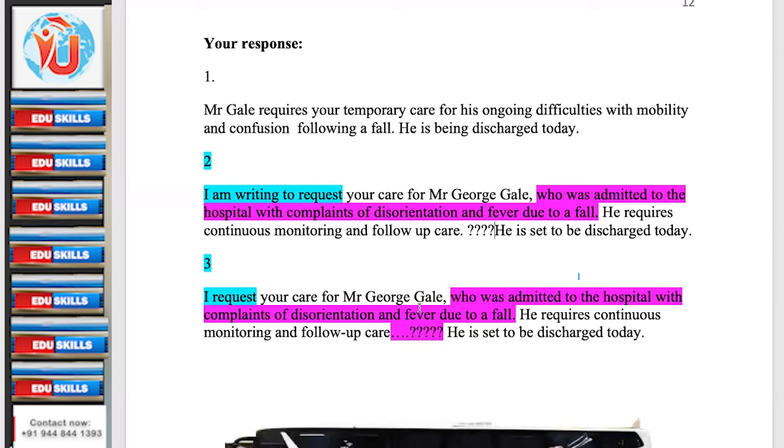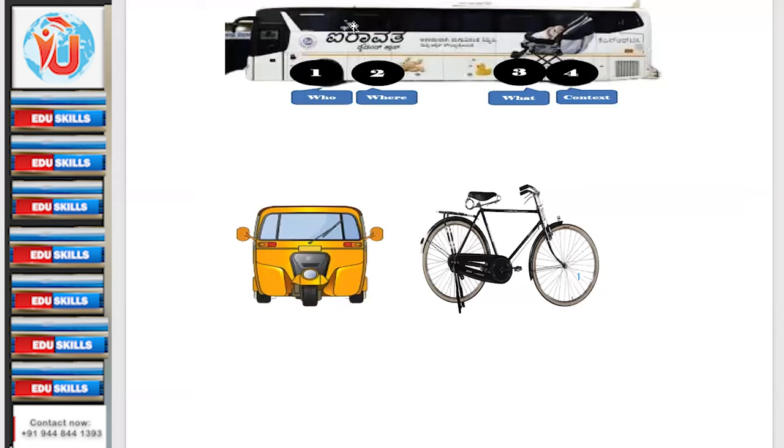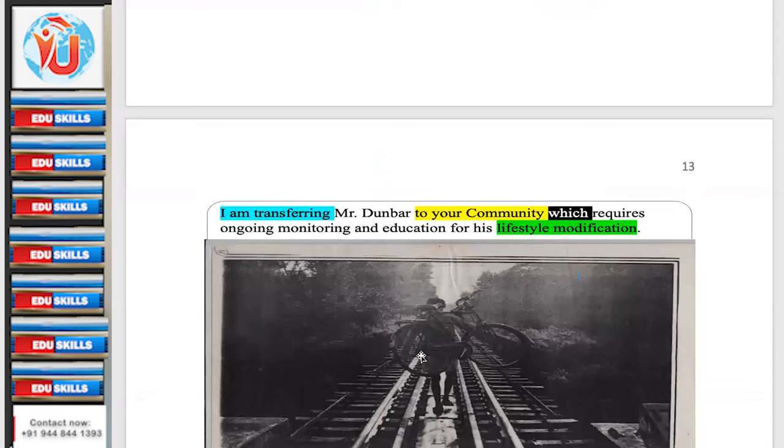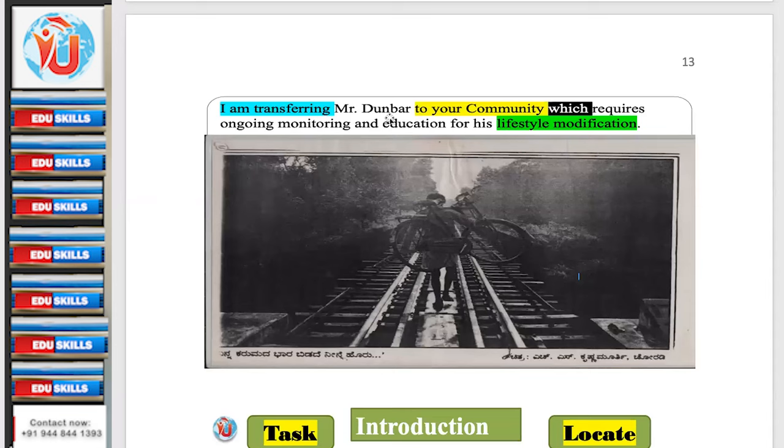So you can either have an Airavata deluxe bus, which is expected, where you can get 3 out of 3 in your introductory paragraph, or you can have an auto drive or a cycle ride. Otherwise, you can even have a very bad paragraph like this introductory paragraph, written by somebody from our platform: "I am transferring Mr. Dunbar to your community." Your community means your village. Community doesn't mean your facility, okay?